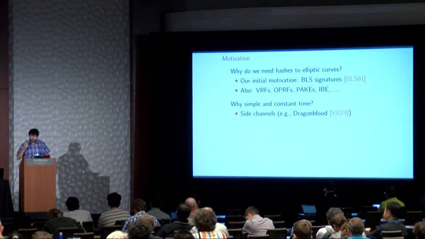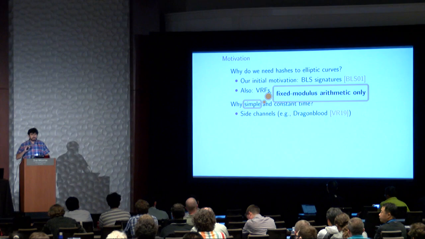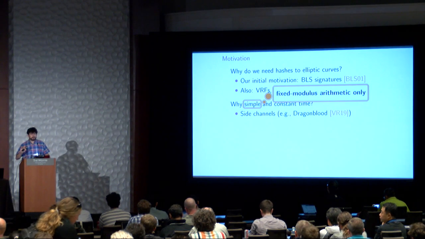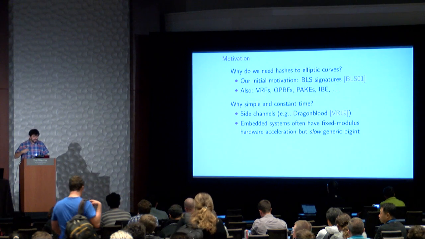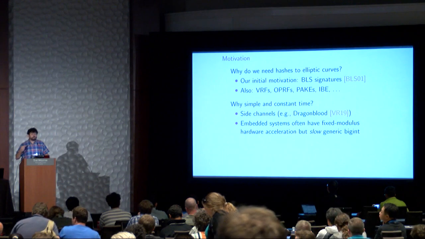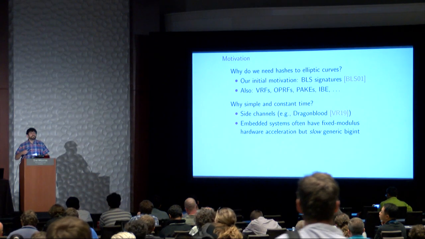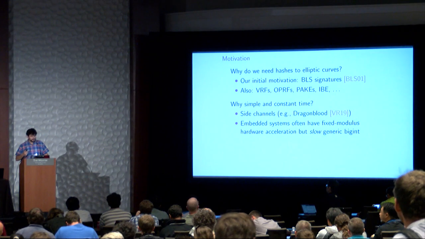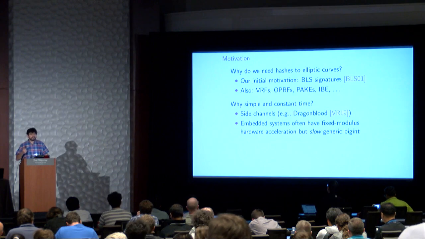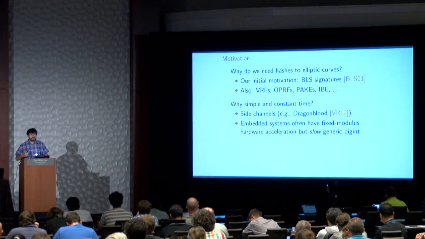Well, okay, so first I want to admit to you that this is a very stylized notion of simplicity. So what I mean is that we should be able to implement one of these hash functions using only fixed modulus arithmetic. Okay, and that kind of makes sense intuitively because that's relatively simple to implement and it'll already have to be there in order to work on the elliptic curve. But beyond that, we really want this in the embedded systems context especially because many microcontrollers and smart cards have hardware accelerators for fixed modulus arithmetic and that lets us save energy and go faster.